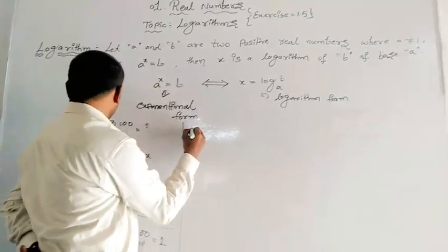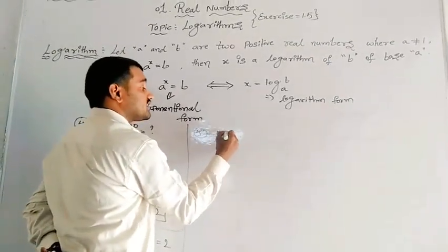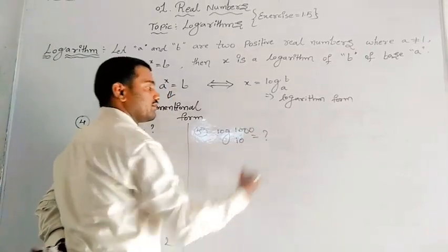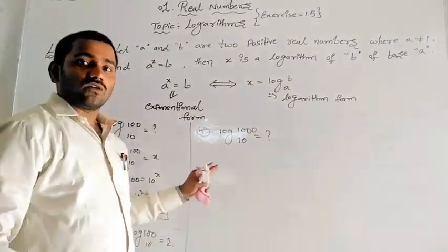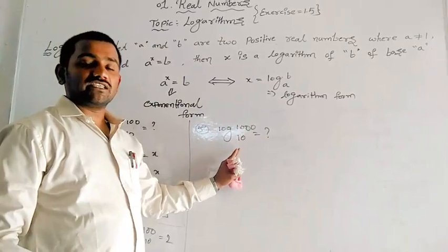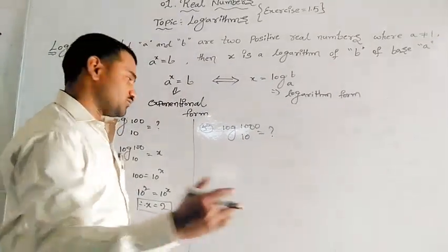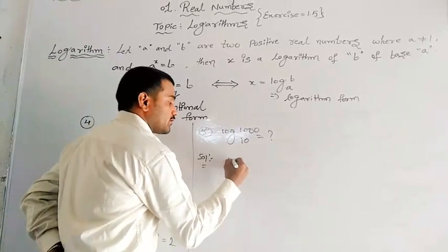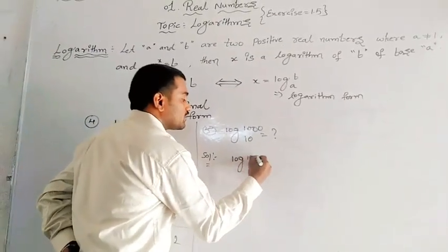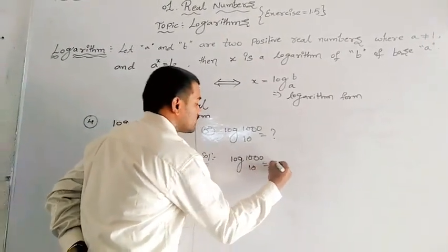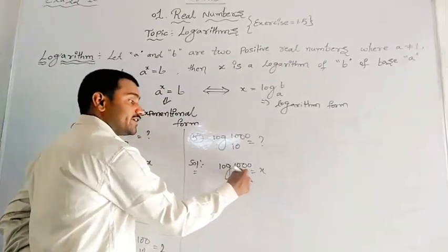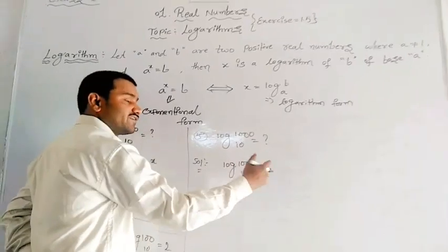Can you expect directly what will be the answer of log 1000 of base 10? Yes, you can guess that. What is the value of log 1000 of base 10? Yes, that is absolutely 3. Guess is correct. Let's go for the general process: log 1000 of base 10 equal to x. Here 10 to the power of 3 will give us 1000. So the power is 3, and the answer will be 3 here.